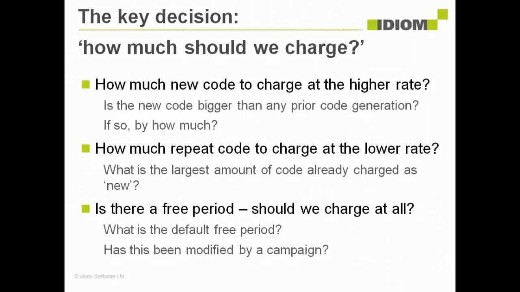Now, the first step in any decisioning approach is to consider the key decision or decisions. In this case, how much should we charge? That leads us immediately to what decisions do I need to make in order to determine that? Well, in this case, we need to know how much new code there is versus how much repeat code, whether there's a free period, etc.